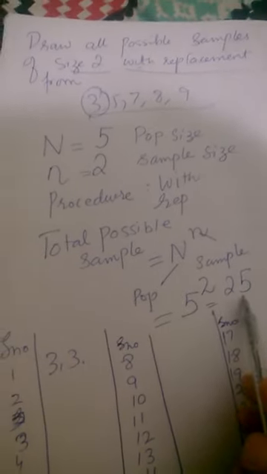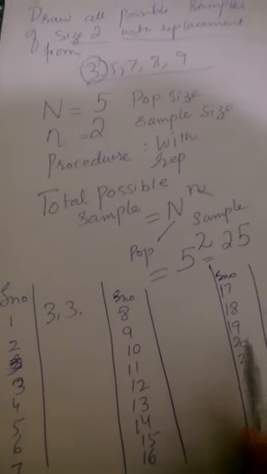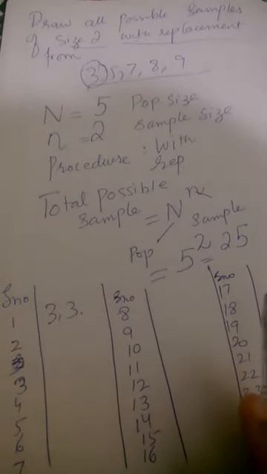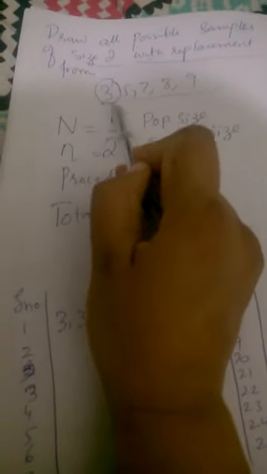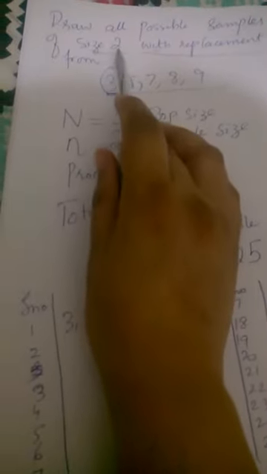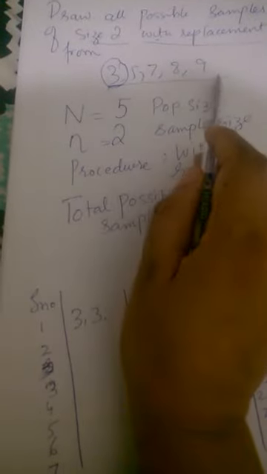Now, how to make the samples? First of all, I have written the serial numbers, and then I am making the samples. The procedure to make the samples is very easy. Select the first unit of the population, that is 3. You have to make a sample of size 2, meaning two elements in each sample. So take the first number, 3, and assign it with all other numbers.